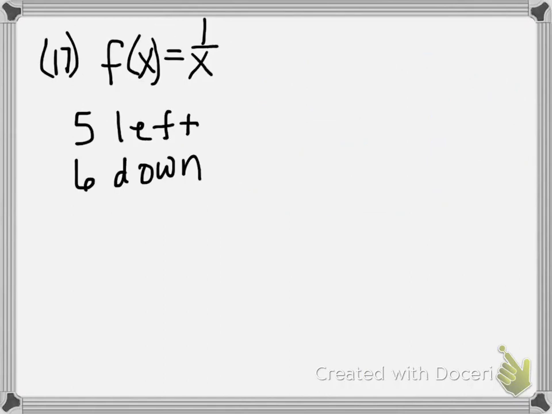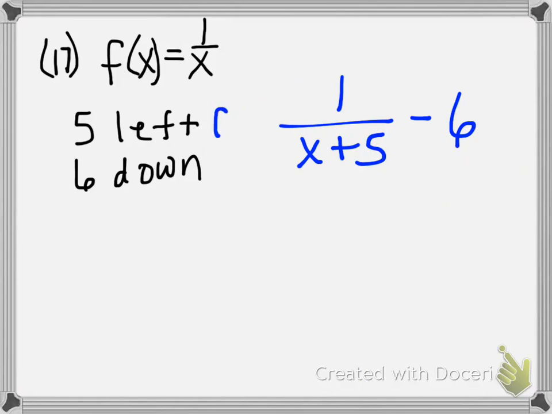Number 17, I have 1 over x. If I shift left, that's going to be plus 5. And if I shift down, it's going to be minus 6 at the end. So f of x equals this.